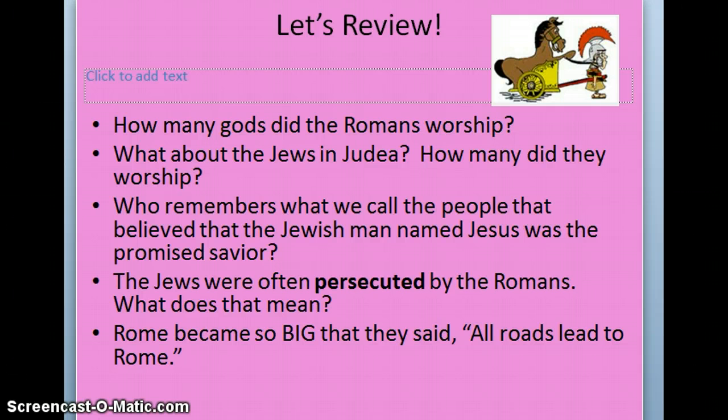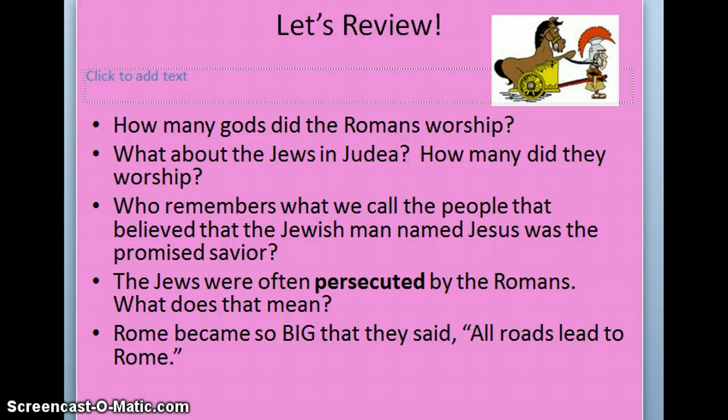The Jews were often persecuted, though, because of this, by the Romans. Persecuted means that they were blamed or hurt for what they believed, because the Romans wanted everyone to believe with them. And that made Romans nervous because the Jews had their own ideas and their own gods, and that made them a little bit nervous. Because sometimes in our world, anything different from who we are scares us. And that's kind of what was going on during this time.